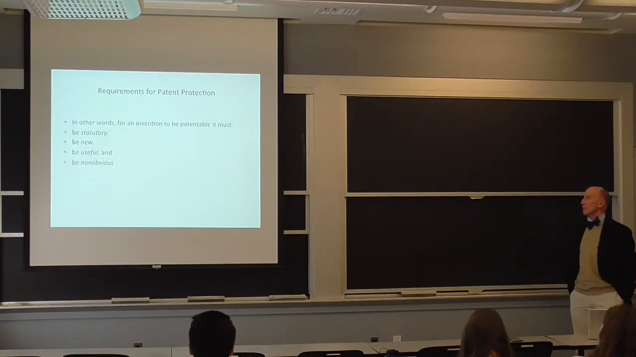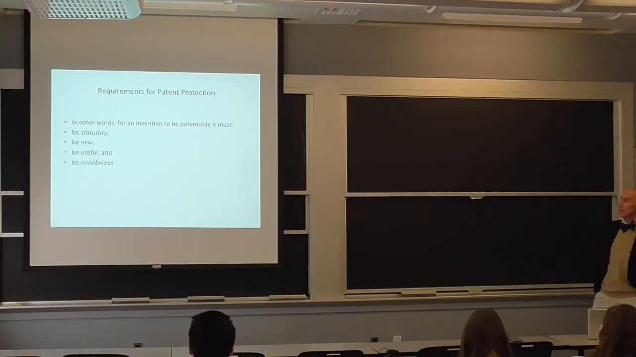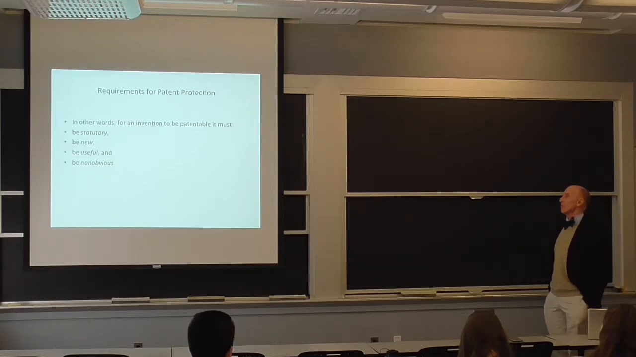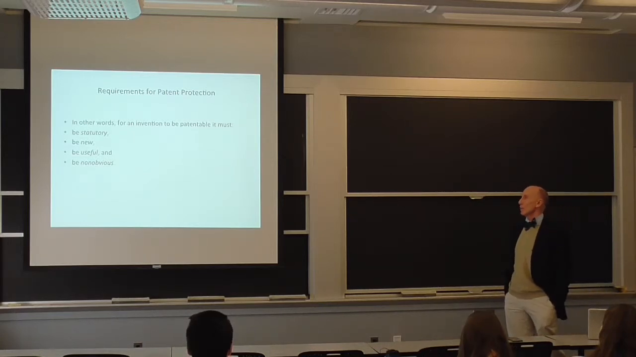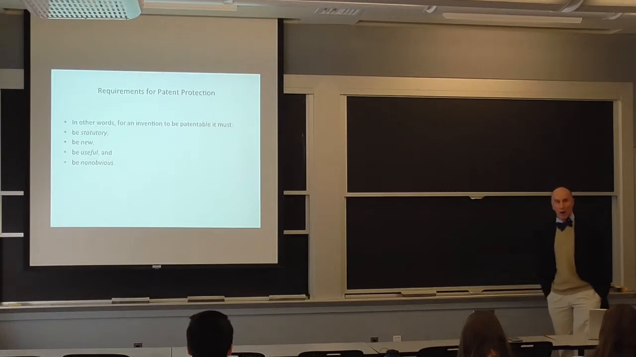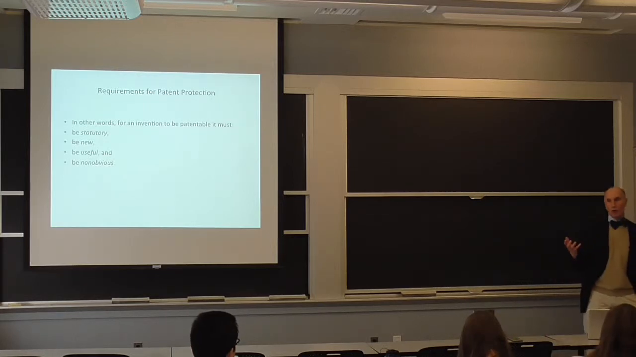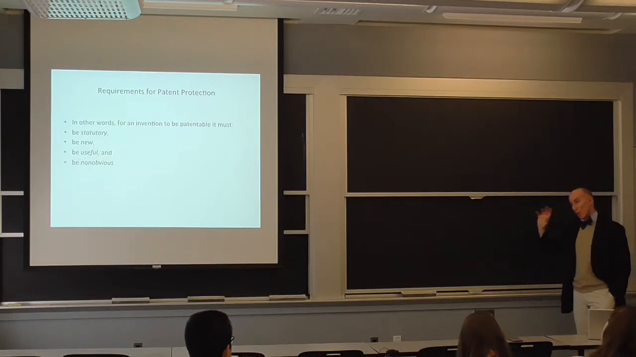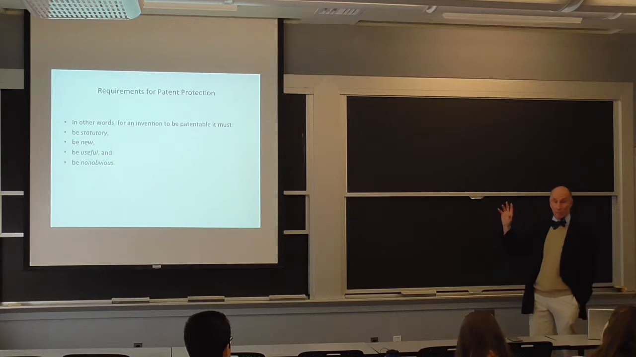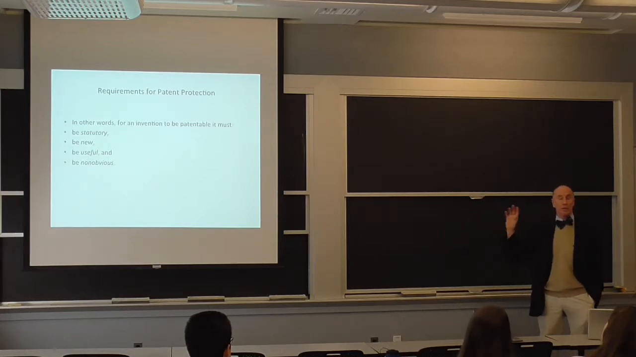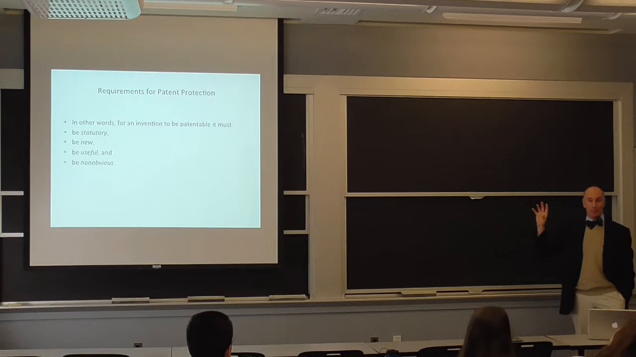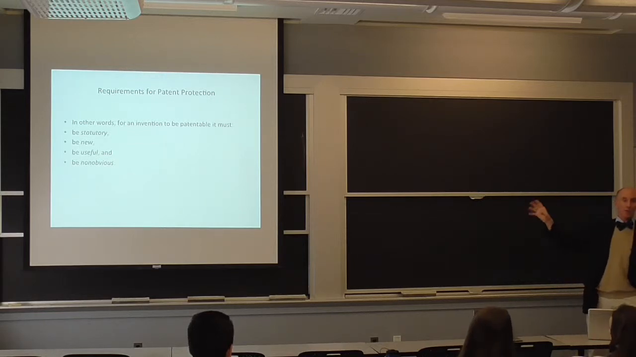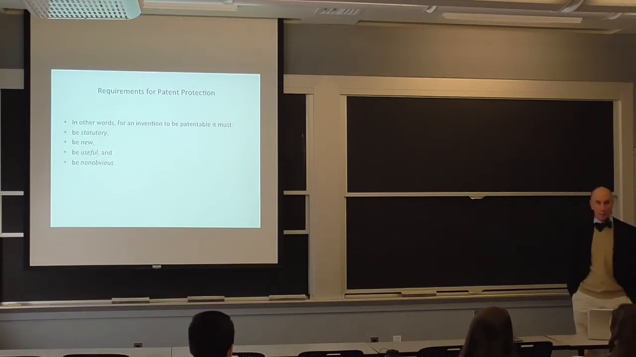Breaking it down, there are basically 4 requirements. A patent must be statutory, that is, it must be provided for under the statute, it must be new, it must be useful, and it must be non-obvious. These are very important terms that we'll become more familiar with. These are the terms that courts, including the Supreme Court, have wrestled with, and inventors have wrestled with, but they're basically the 4 most important terms when it comes to determining whether something is patentable.